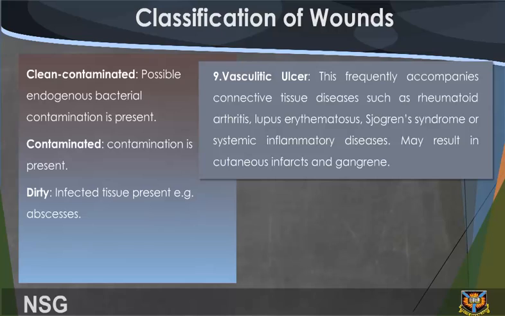9. Vasculitic ulcer. This frequently accompanies connective tissue diseases such as rheumatoid arthritis, lupus erythematosus, Sjogren's syndrome, or systemic inflammatory diseases. May result in spontaneous infarct and gangrene.